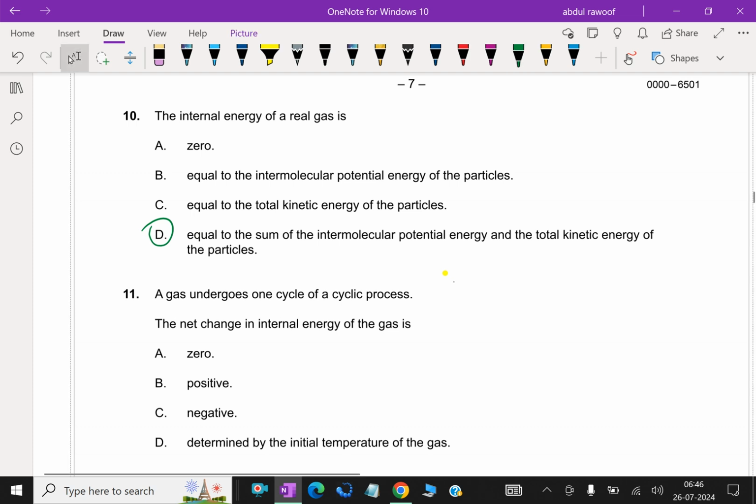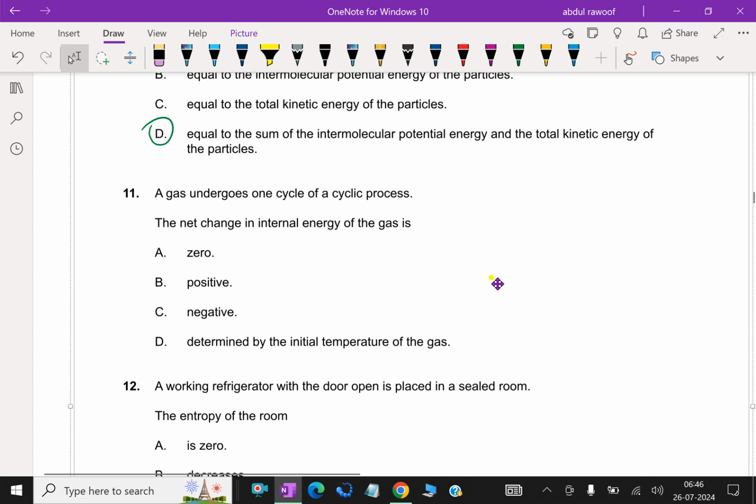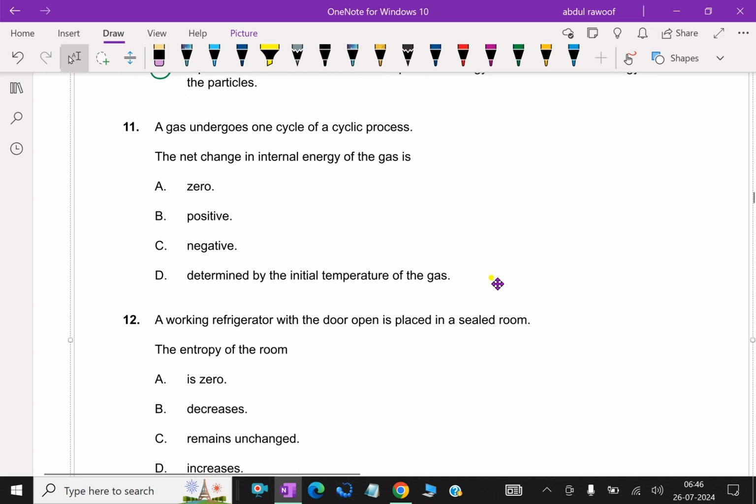Then question number 11. A gas undergoes one cycle of a cyclic process. The net change in internal energy of the gas is 0, because the gas undergoes one full cycle, so the net change in internal energy is 0.